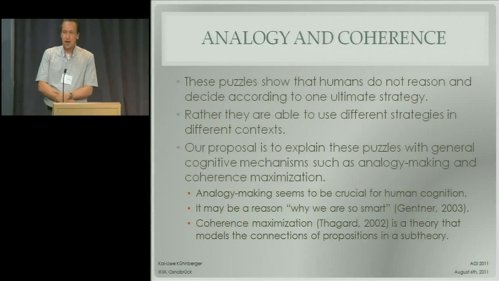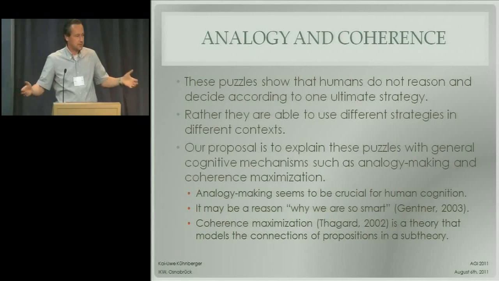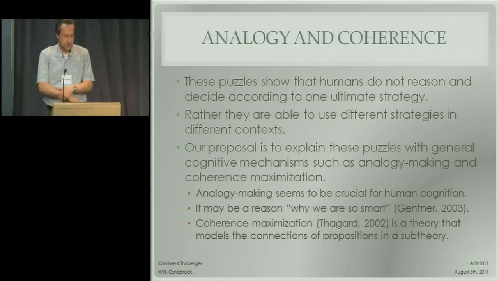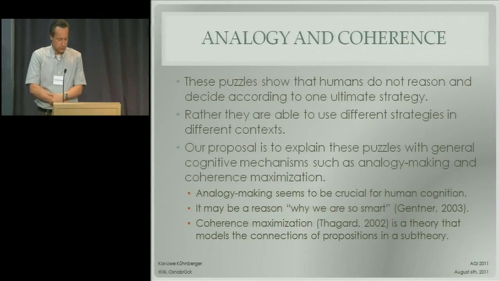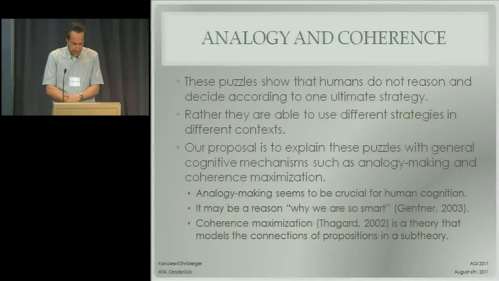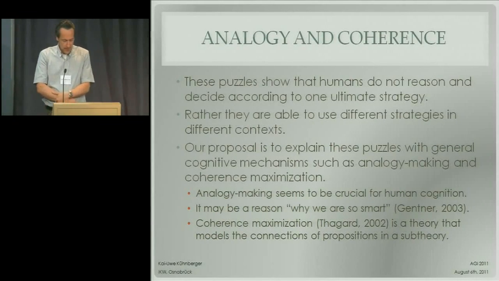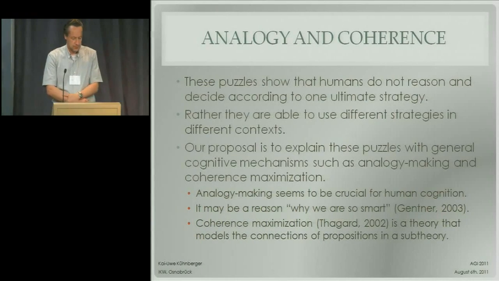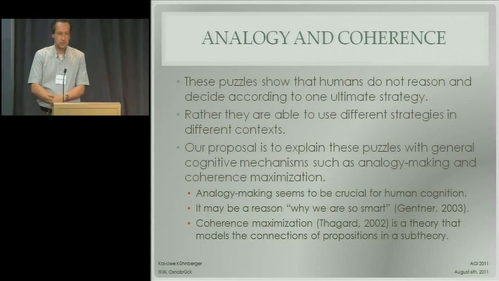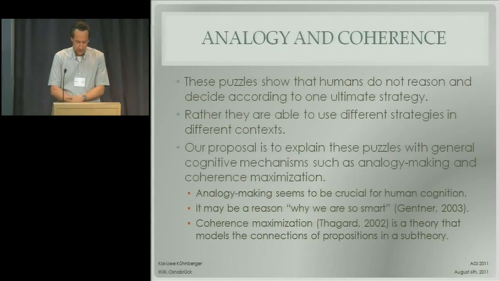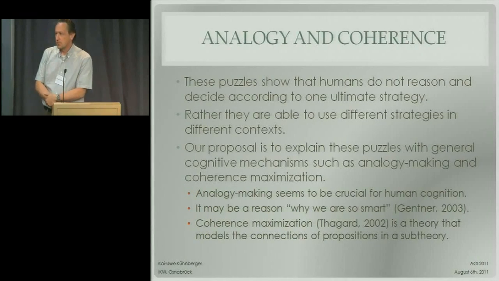That can be used as different mechanisms applicable in particular situations in order to address such problems. Our proposal is to explain these puzzles with these general mechanisms. I think that both are relatively important in the psychological literature and in cognitive science, so analogy making seems to be crucial for human cognition. It may also be a reason why humans are so smart.